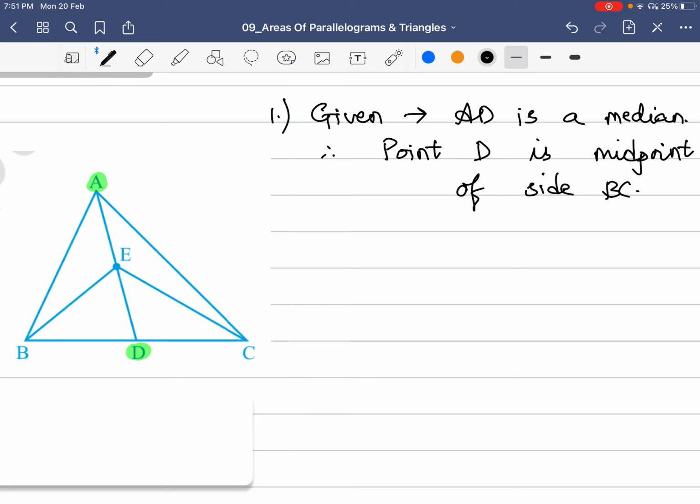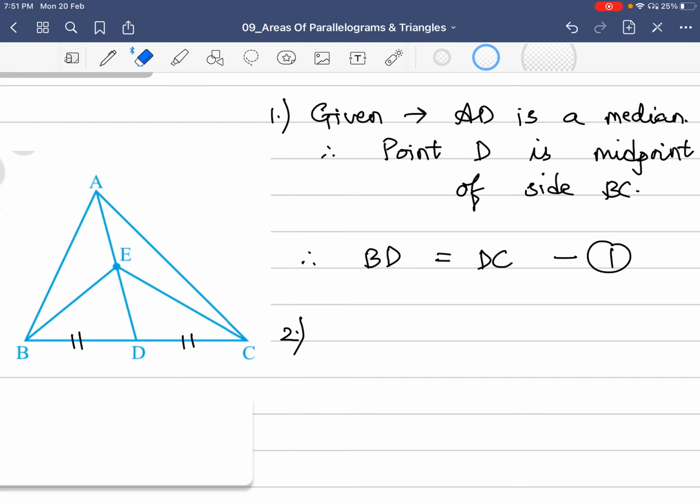So if point D is a midpoint of side BC, then BD is equal to DC. Very obvious that BD will be equal to DC. And I'm going to therefore write, therefore BD is equal to DC because D is the midpoint. So let's mark it as 1. Then we'll go to point number 2. Now, let's remove this.